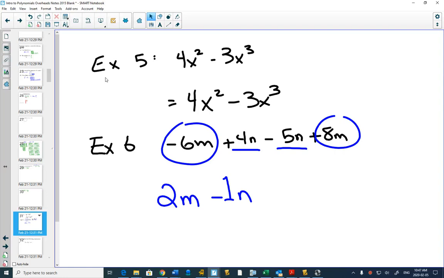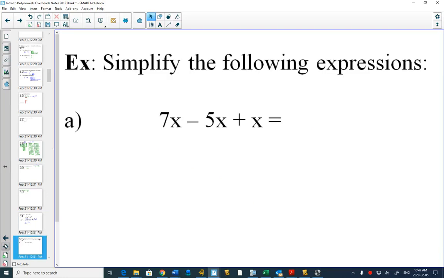Your homework that I want you to do is these ones right in here. Questions A to G, simplify them.